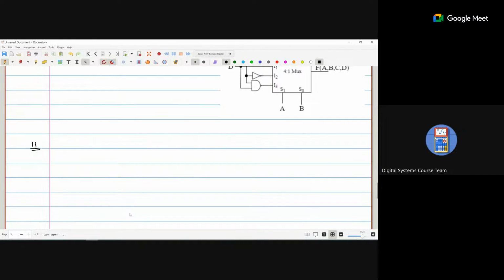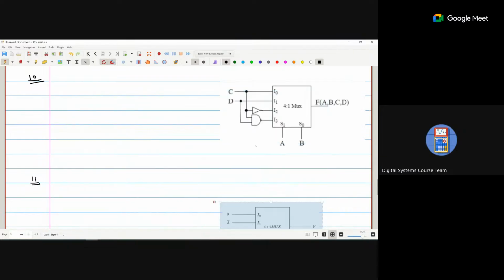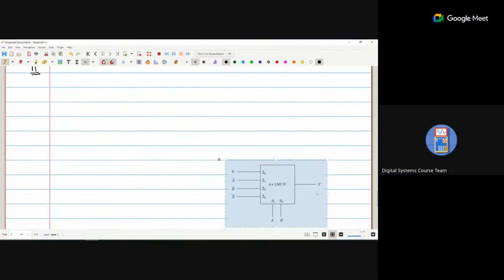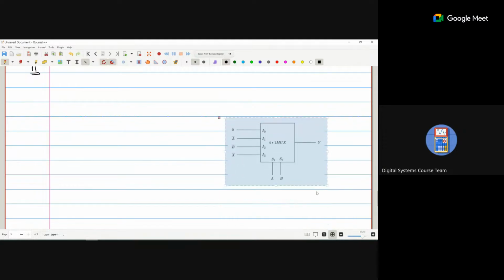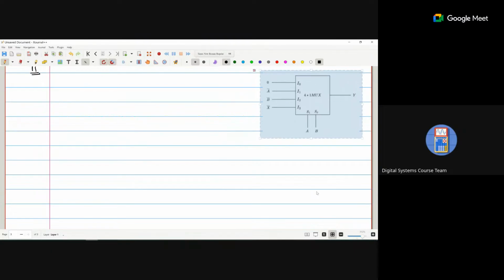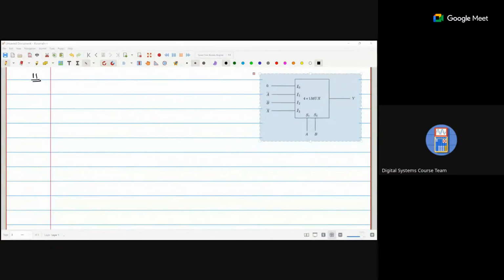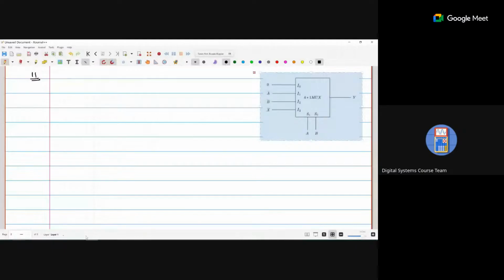Question number 11 is, okay, we have this 4 cross 1 mux. We have to tell what is the value of X so that output Y is equal to A plus B. Find the value of X for which Y is equal to A plus B.